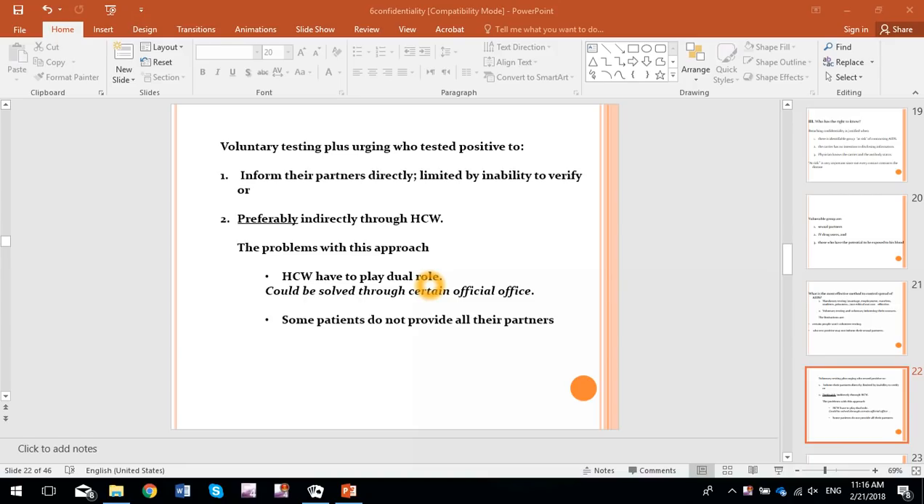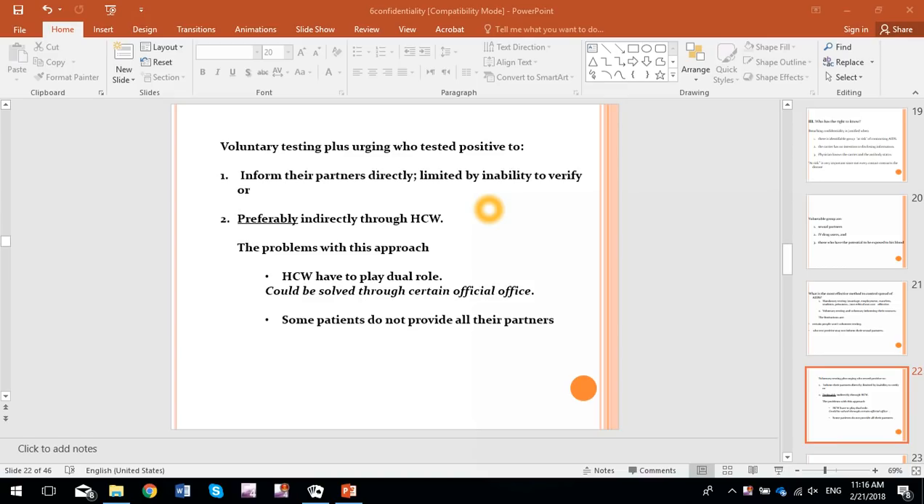Now, voluntary testing, we keep it voluntary, plus we urge those who tested positive to inform their partners directly. But again, this is limited by the inability to verify whether he or she told his or her partners about his or her HIV status. There is no way to verify this. Or preferably indirectly. Indirectly means through the healthcare worker, and in this case, the physician.